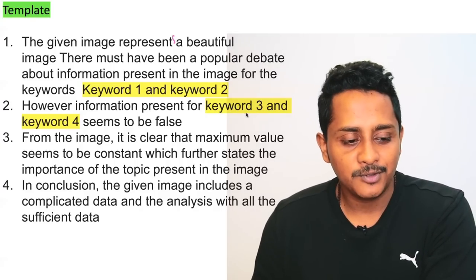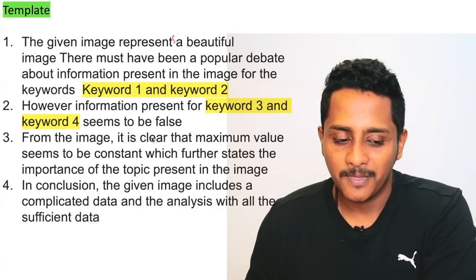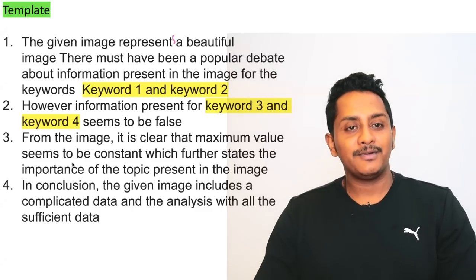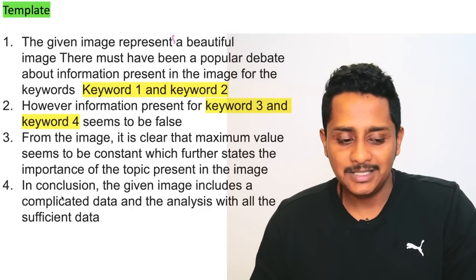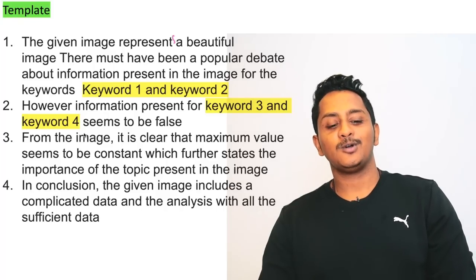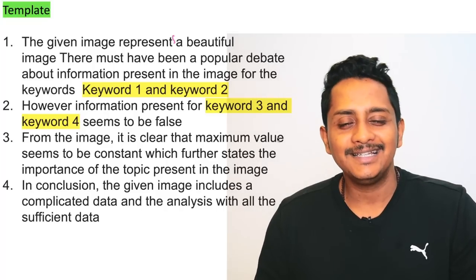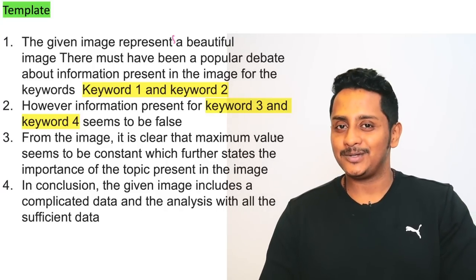However, information present for keyword 3 and keyword 4 seems to be false. From the image, it is clear that the maximum value seems to be constant, which further states the importance of the topic present in the image. In conclusion, the given image includes complicated data and analysis with all the sufficient data.